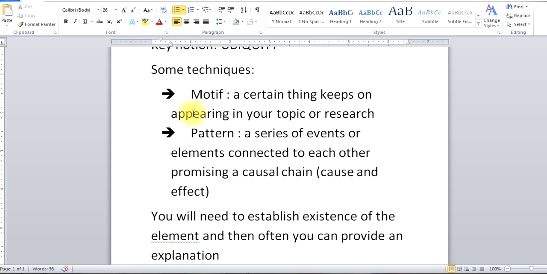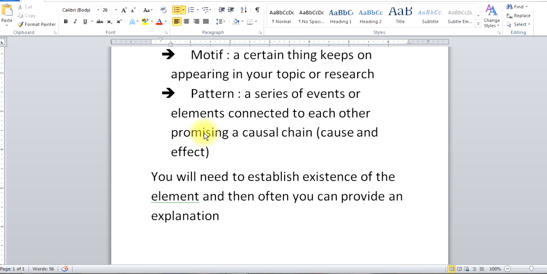Now, to really make these things work for you, you have two things cut out as far as writing goes, some jobs. You will need to establish existence of the element. So you have to prove that, in fact, it does keep on showing up. And then, once you establish this, then you can try to provide an explanation as to why it happens, how it happens, that sort of thing.